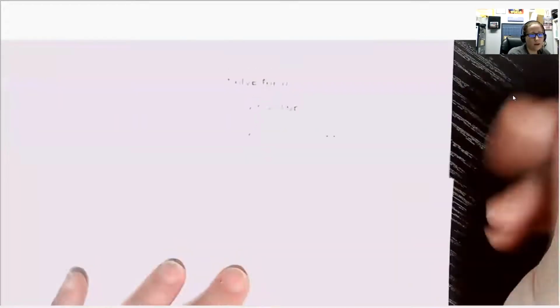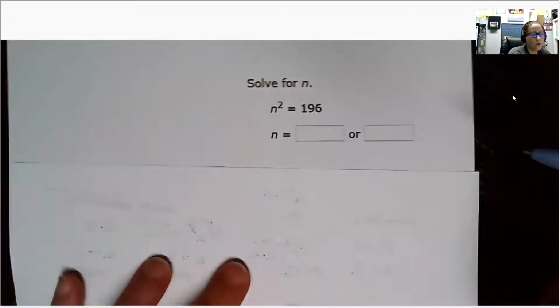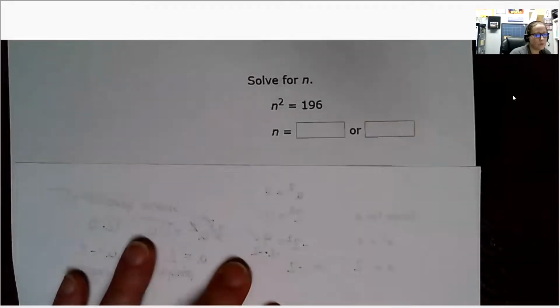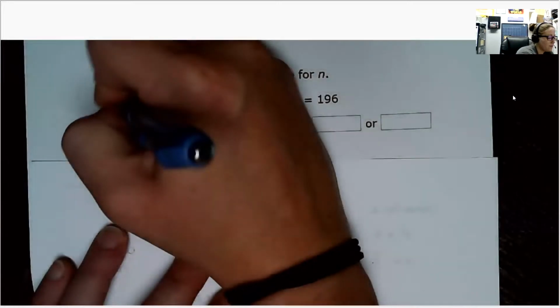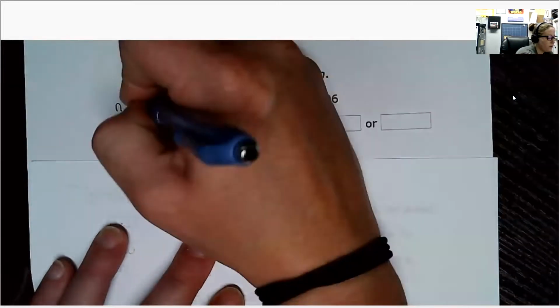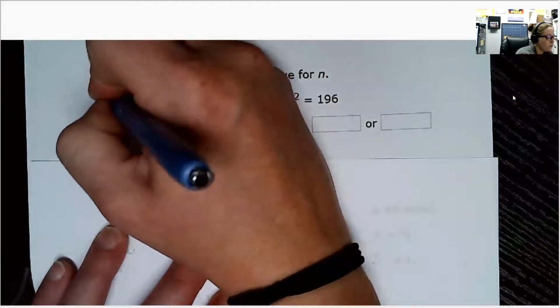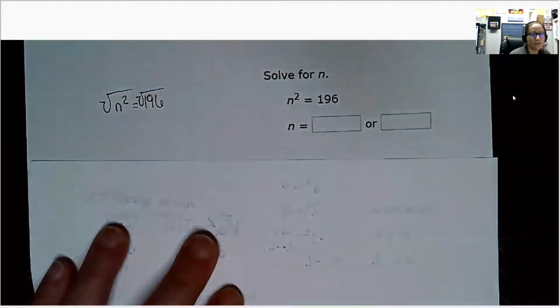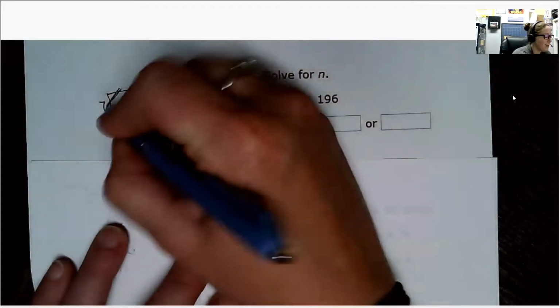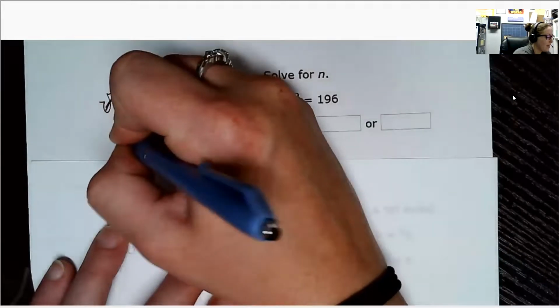Okay. Let's look at some harder ones. So a little bit more challenging questions. In this case, we want to solve for n, but we're going to do it the same exact way that we were doing the other questions. We're going to set this up as n squared equals 196. And we want to find the square root of both sides. We're solving this equation using square roots. So this is going to cancel. We're going to be left with n.